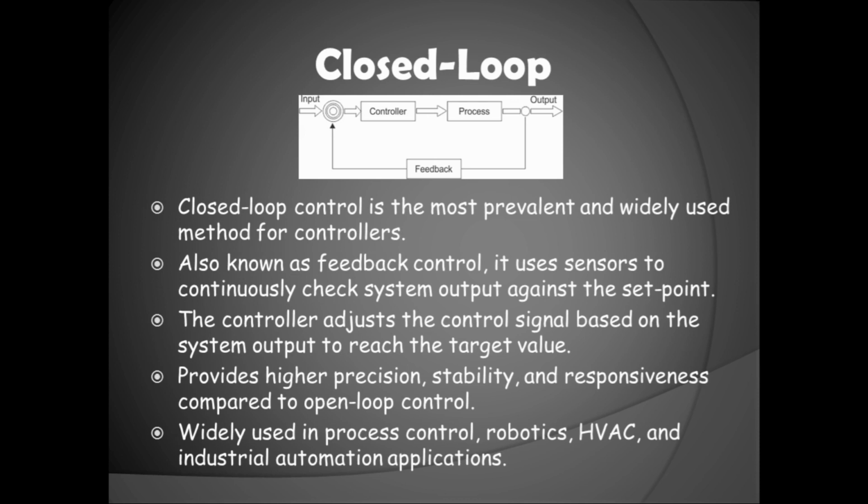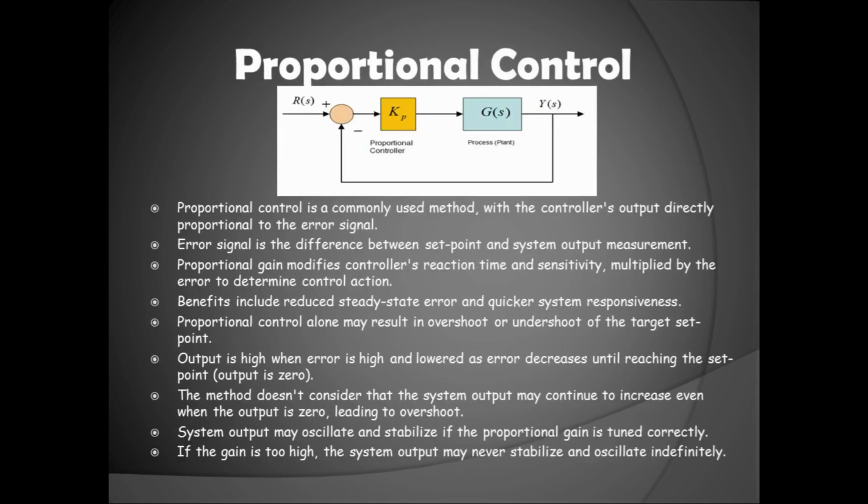It's widely used in process control, robotics, HVAC, and industrial automation applications. Proportional control. Another commonly used method is proportional control, where the controller output is directly proportional to the error signal. The error signal is the difference between the set point and the system output measurement.